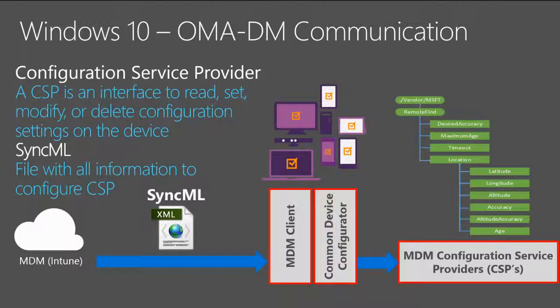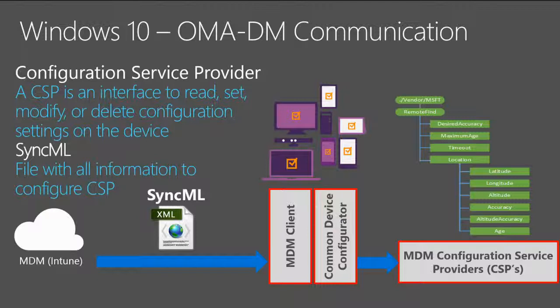For example, if you have an MDM, let's say Intune, it could be MobileIron, it could be AirWatch, it will push a SyncML file to the device, to the MDM client to be specific, and then the MDM client gives it to the common device configurator, and it ends up in the configuration service provider. And this is a sample tree. This is the one. So this is the one, the RemoteFind CSP.